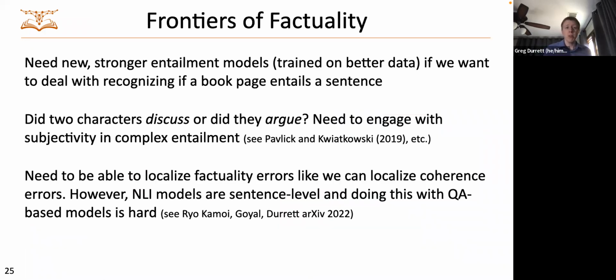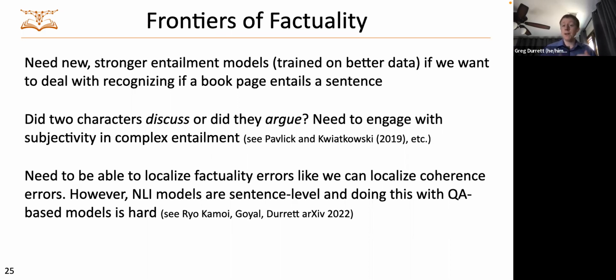systems. So what are we going to need in order to advance the frontiers of factuality? We're going to need stronger entailment models with better data. The task of, does this book page entail this sentence, is something that's just out of reach of a lot of our models right now. And a lot of the existing document level NLI approaches that have been brought to bear don't really handle this. There's going to be subjectivity. Did these two people discuss or did they argue? That's a tricky distinction to make.